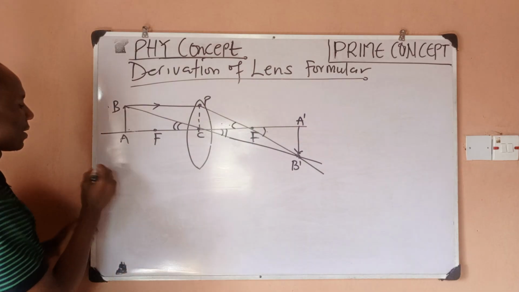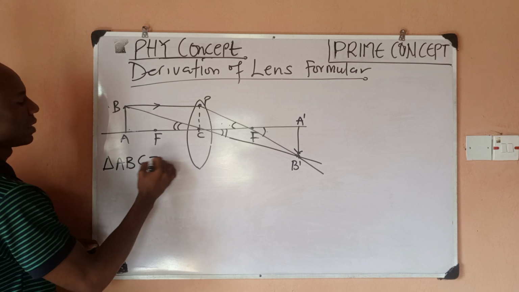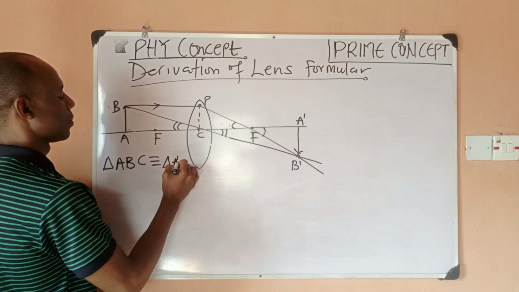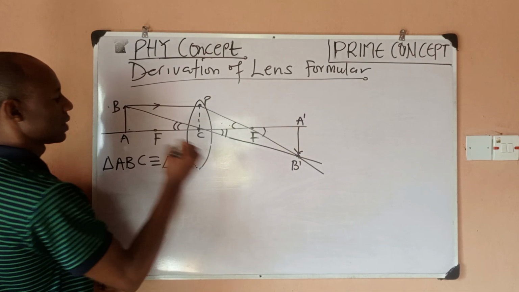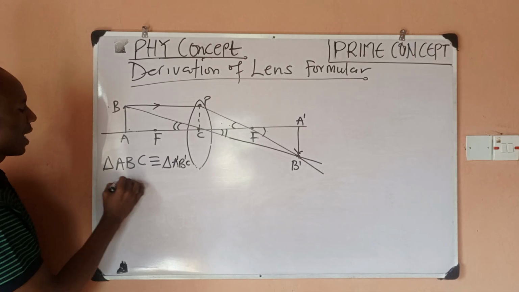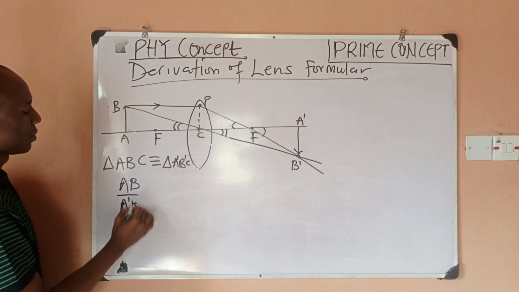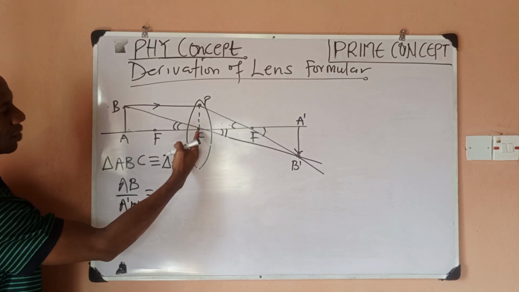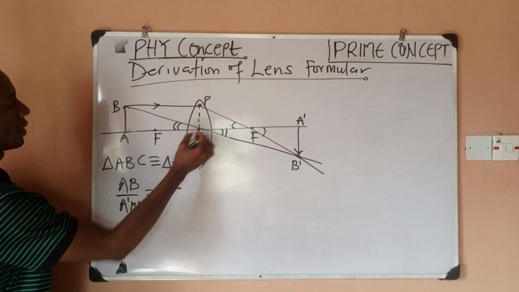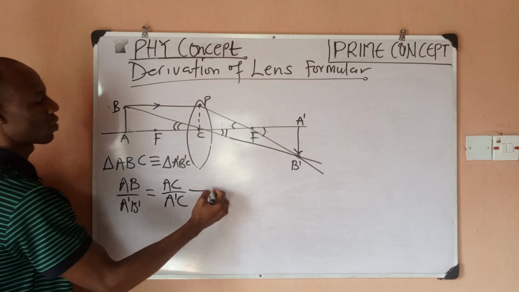So let's start comparing triangle ABC, which is similar to triangle A prime B prime C. If we compare both, we would have that the ratio of their heights, AB to A prime B prime, is equal to the ratio of their lengths, which is AC to A prime C. So I'll call this equation 1.